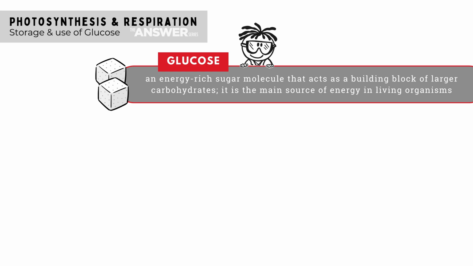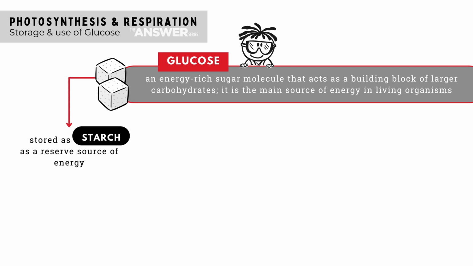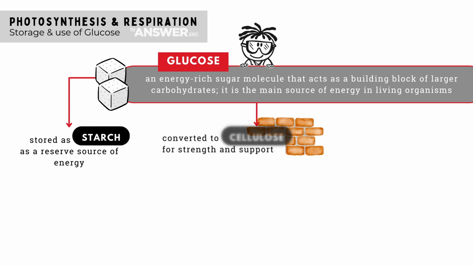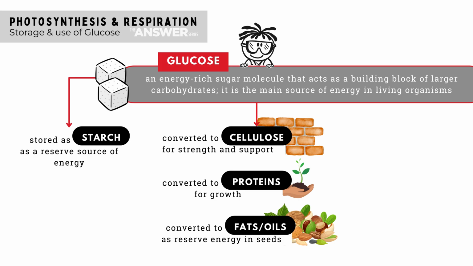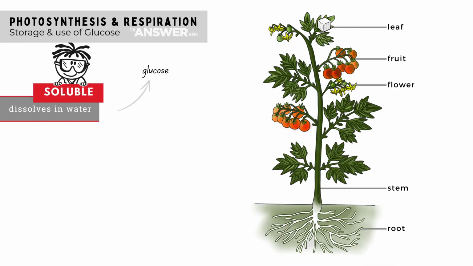We also learned that depending on a plant's needs, what happens to that glucose could be that it is stored as starch, that is a reserve source of energy in plants. Some of it can also be converted into other substances like cellulose for strength and support, proteins for growth, or fats and oils to provide seeds with the energy they need to grow and germinate. The glucose can also be used immediately to produce energy for the plant in order to perform all of these other functions. Glucose is a small, soluble molecule, meaning that it can dissolve in water.